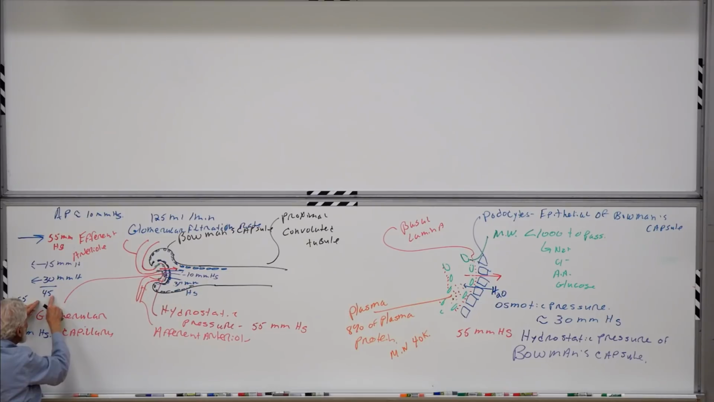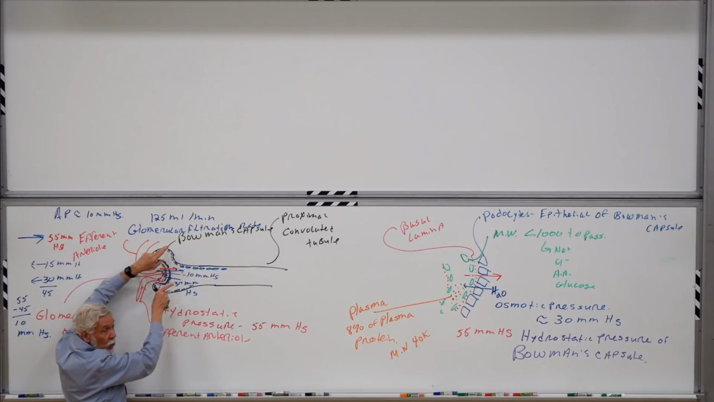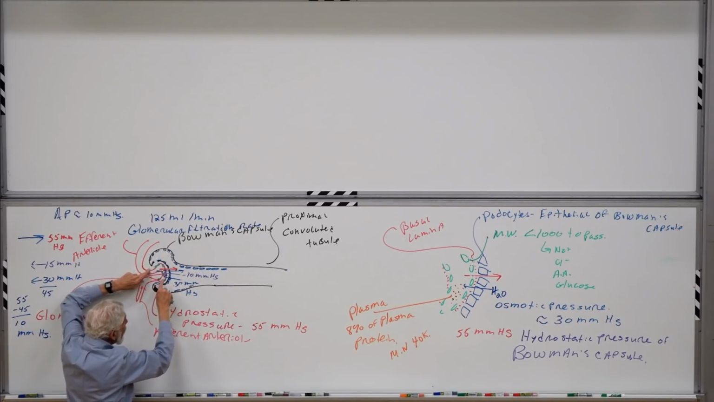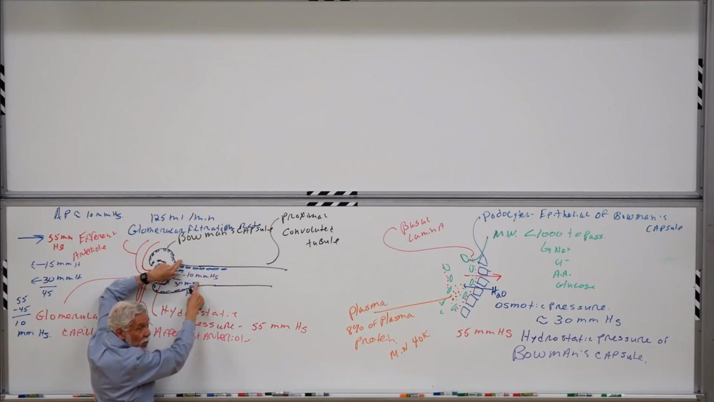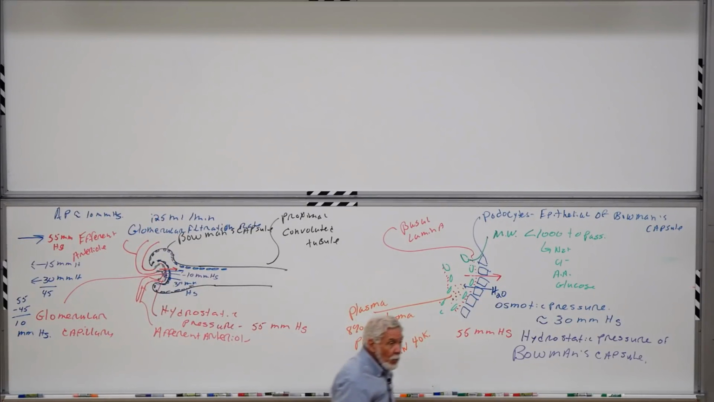But that's 10 millimeters of mercury less than the hydrostatic pressure that's the force against the wall. So when you add it all together, there's a net pressure moving fluid from the capillary into Bowman's capsule. Because we have a pressure differential, a delta P, knowing we have Ohm's law, delta P is equal to the resistance times the flow, we're going to get movement of fluid from the capillary into Bowman's capsule. In fact, lots of it, 125 mils a minute in aggregate.